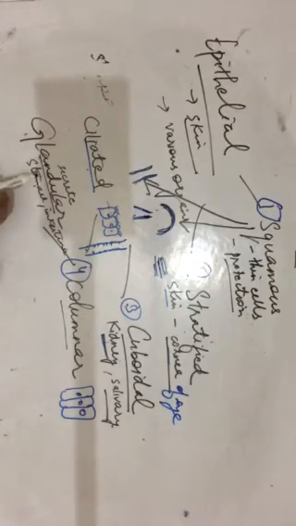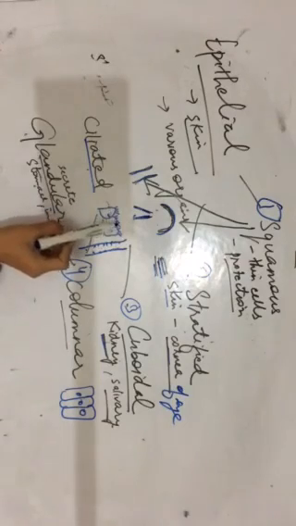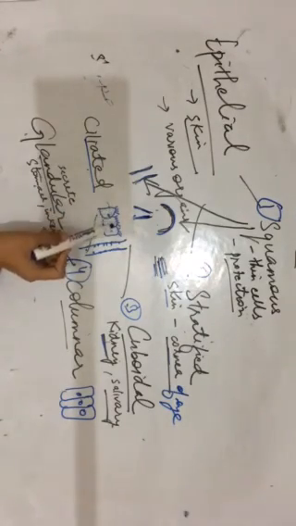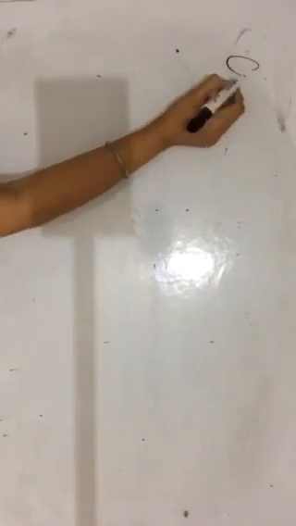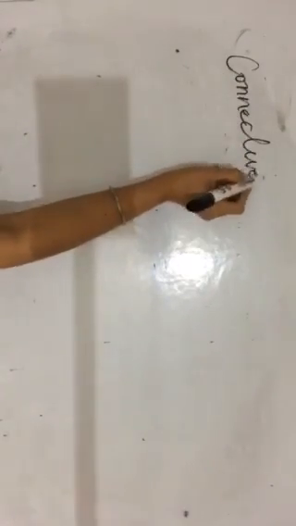It is of 2 types: ciliated epithelium and glandular epithelium. Ciliated forms finger-like cilia projections which play a role in protection, and glandular are gland cells which secrete things like chemicals. So this is all about epithelial tissue. In the next part, we are going to discuss the second type of animal tissue, that is connective tissue.